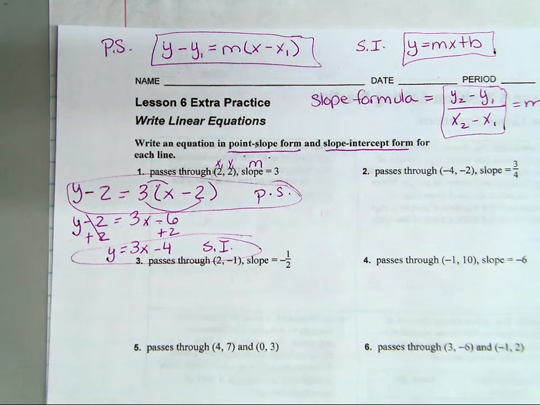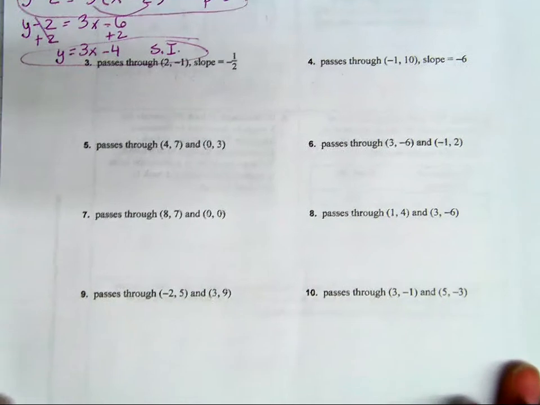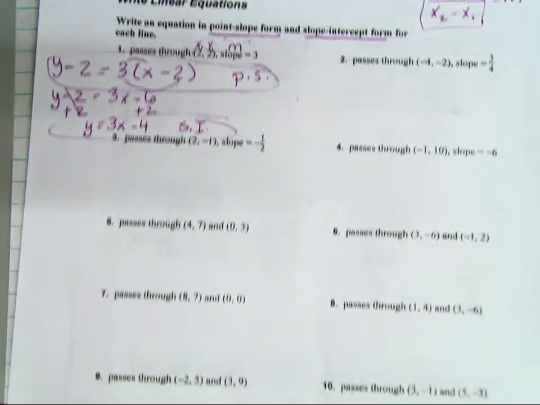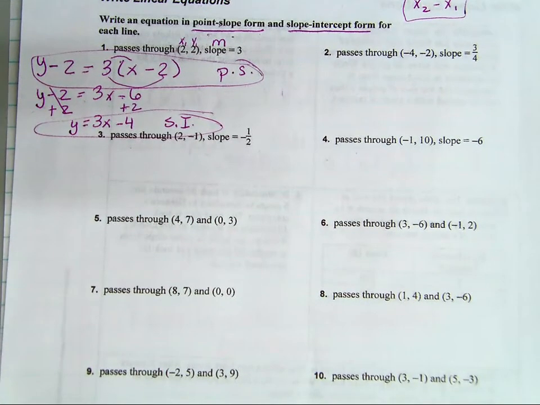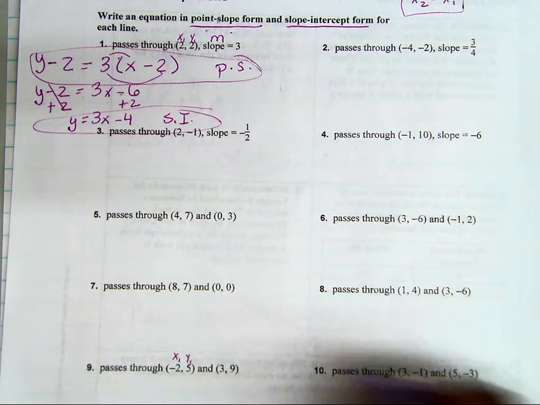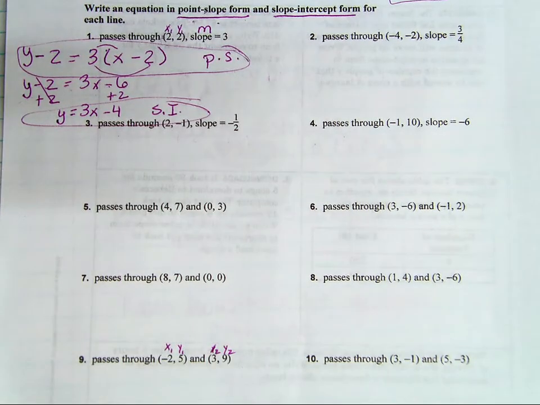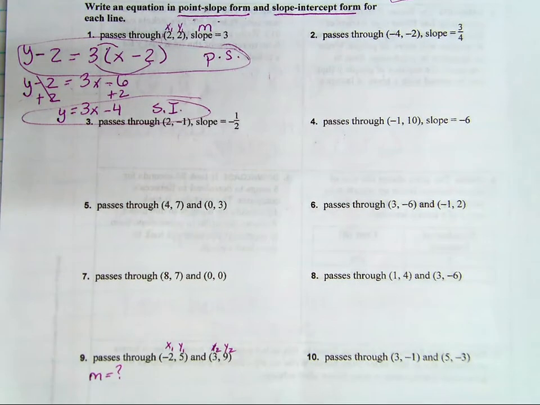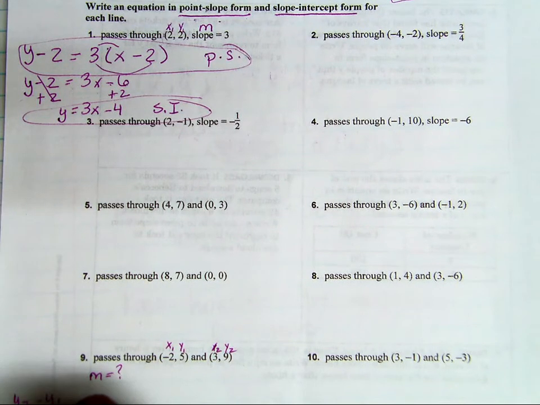Okay? What if I have only 2 points? Let's do this one. Number 9. I believe that's the one we did in class. What do I need in order to put it in point slope form? I need a coordinate point. I got 2 of those. X1, Y1. I got another one. I'm going to label this X2, Y2. It's labeled, it's out of the way. I need slope. M equals, I don't know. So I need to find that. How do I find M? Y2 minus Y1 over X2 minus X1.